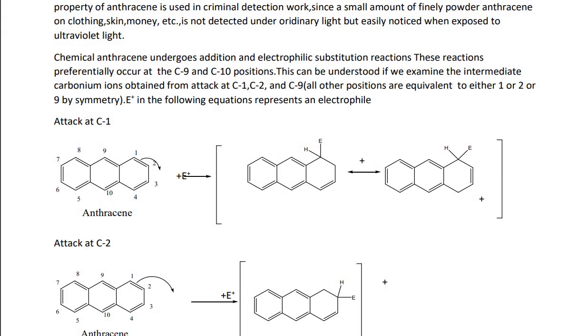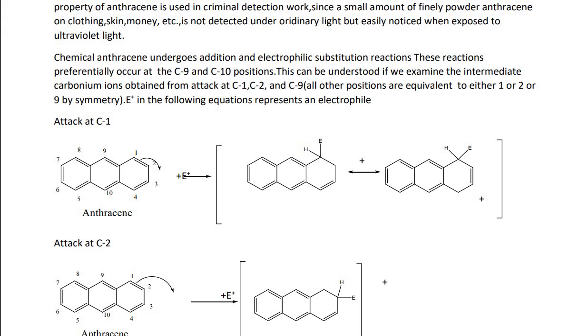So, chemical reactions. Anthracene undergoes addition and electrophilic substitution reactions, and this reaction preferentially occurs at carbon 1, 9 and 10 positions. And this can be understood if we examine the intermediate carbonium ion obtained from attack at carbon 1, carbon 2 and carbon 9. All other possible positions are equivalent to either 1, 2 or 9 by symmetry.